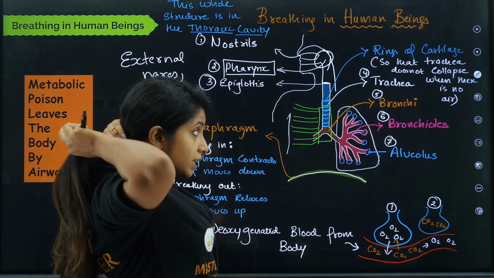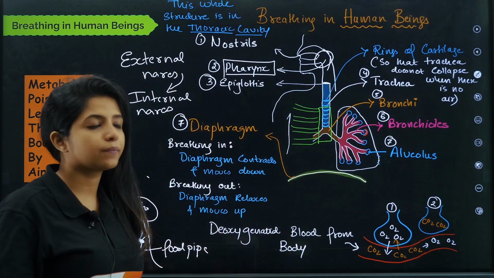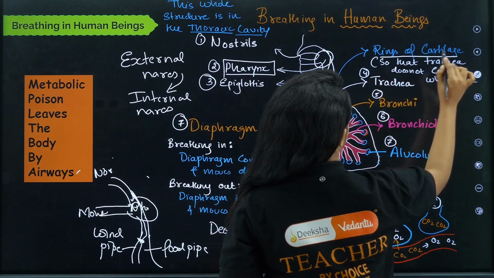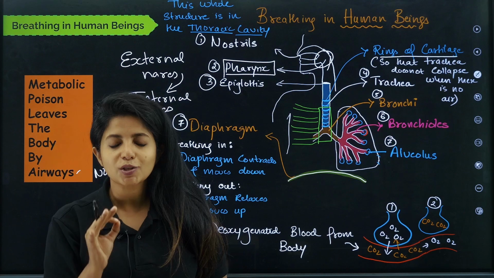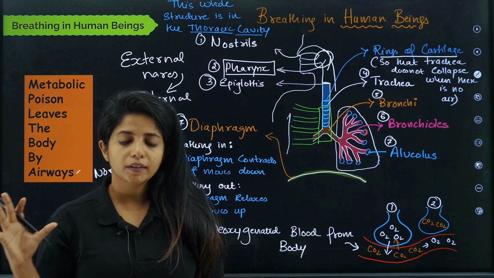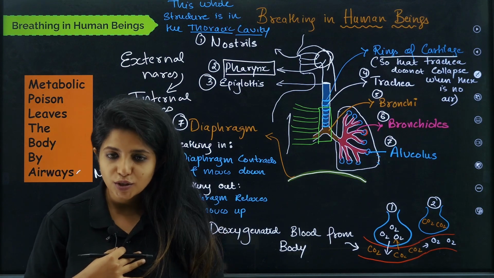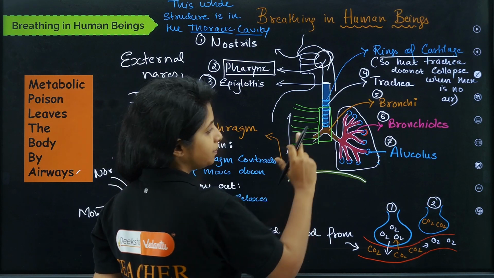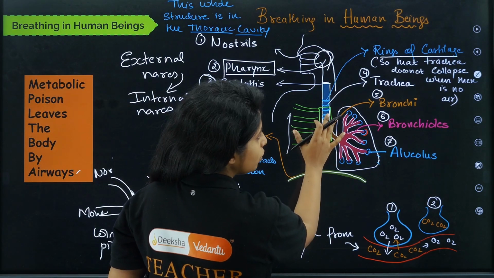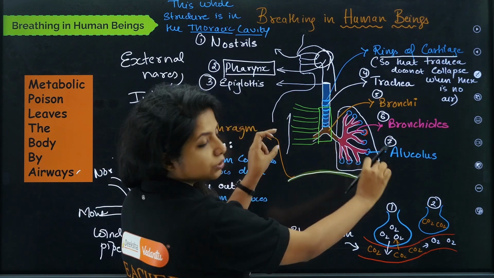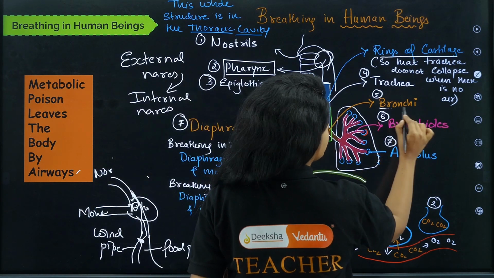And the trachea basically has rings of cartilage. Why do you think that they have rings of cartilage, my dear children? So that it does not collapse. We do not want it to collapse, which is why they have rings of cartilage right over there. Now, this particular trachea that you see over here will divide into two things which are known as bronchi.